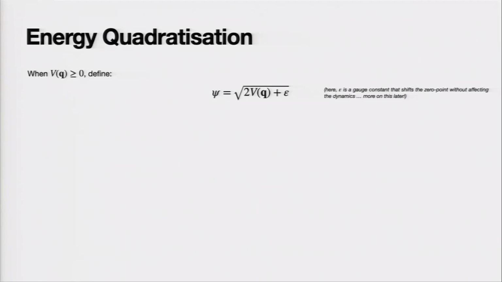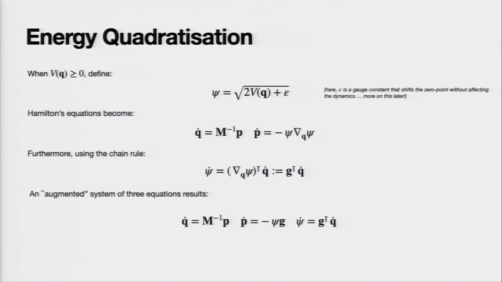So you can just define psi as being the square root of 2V plus epsilon. And instead of writing your Hamiltonian system in terms of Q and P alone, you want to write it in terms of Q, P, and psi. So the first thing to do is to just replace the original Hamilton's equations using this newly defined variable. The equation that changes is the equation that describes the time derivative of P. So you just substitute what you had before using psi, and this is what you get.